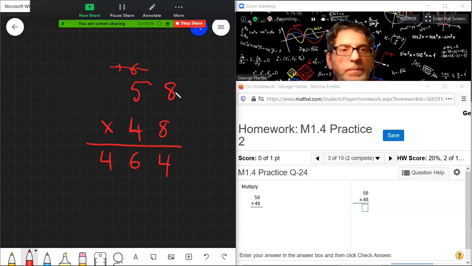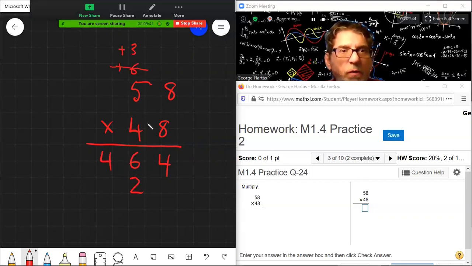4 times 8 is 32. Right-hand digit, left-hand digit. And the reason you might want to leave this here is in case you have to go back and do an audit trail, and see if you did it correctly. If you erase it, you might not remember what you put here. So if you leave it, just put a slash through it, then you can at least still see the 6. Anyway, so 4 times 8 is 32.